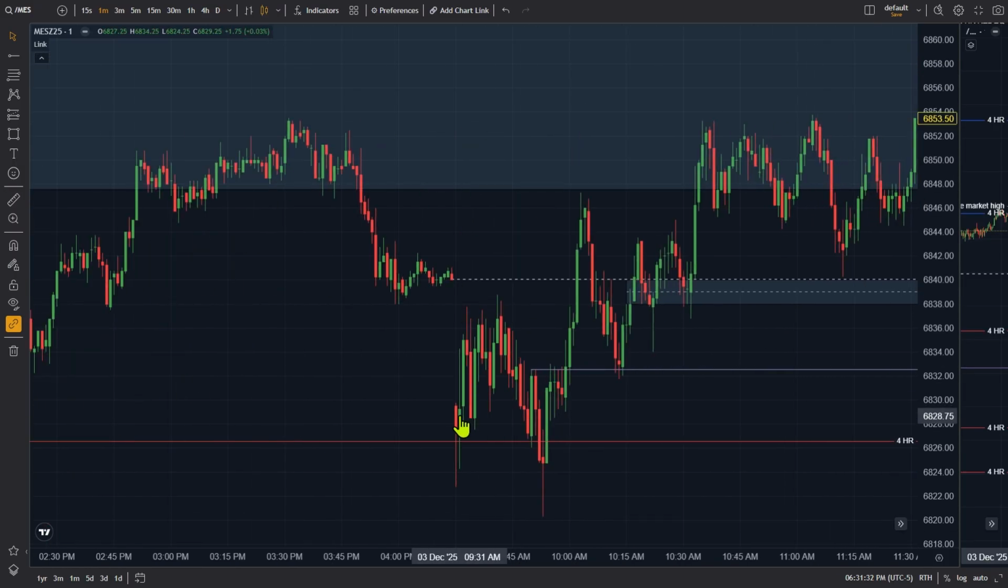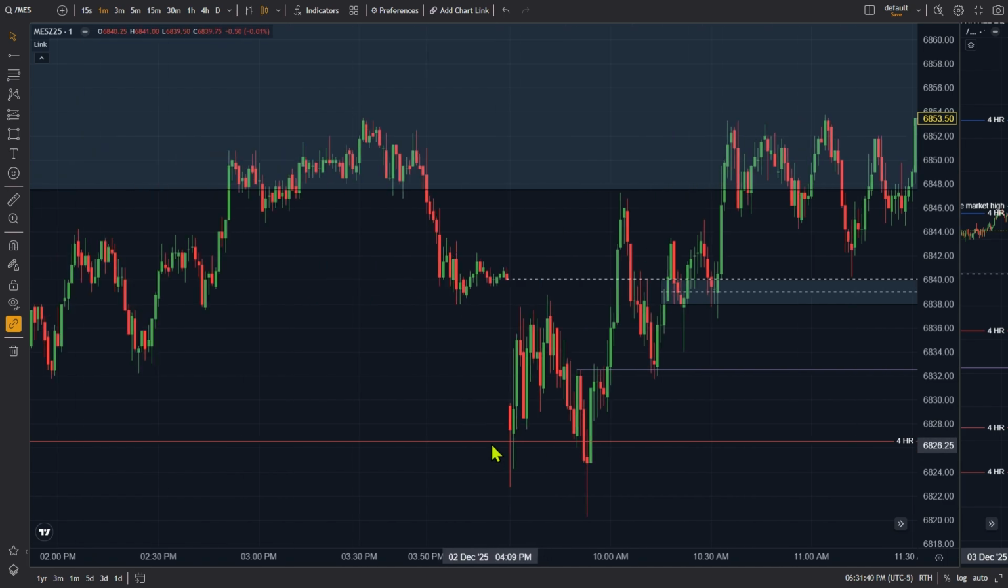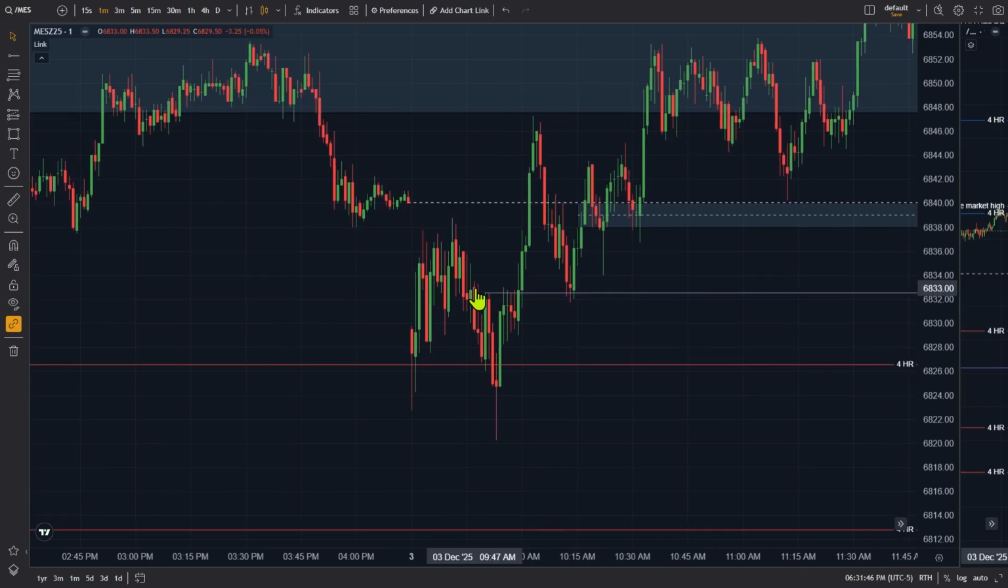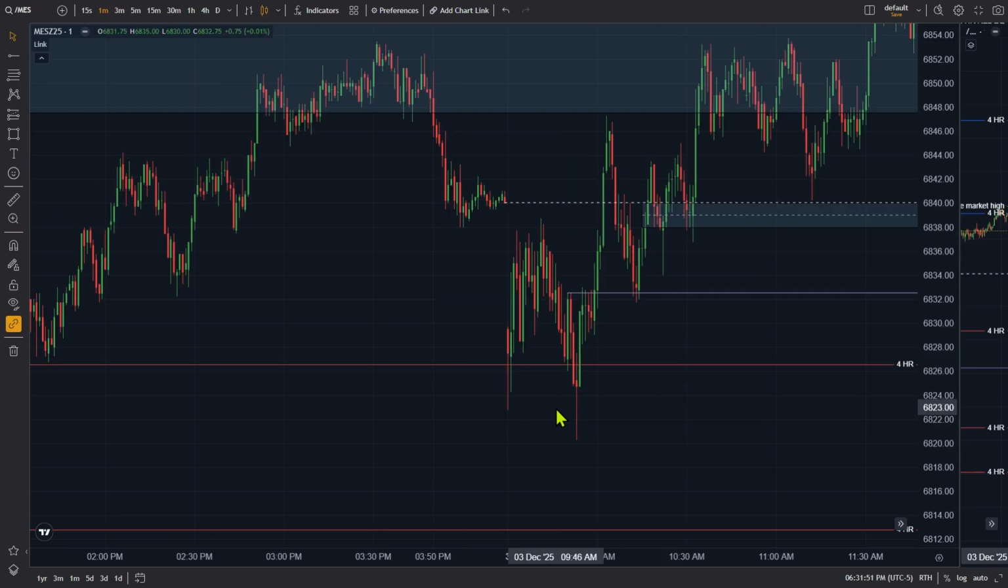So we opened here with a gap down. We pushed up, tried to fill it, didn't quite make it. And then we pushed lower, taking out this 4 hour low, double tapped it. We almost opened below it, but we didn't quite get there. Double tapped it, and this is actually taking out yesterday's afternoon low.